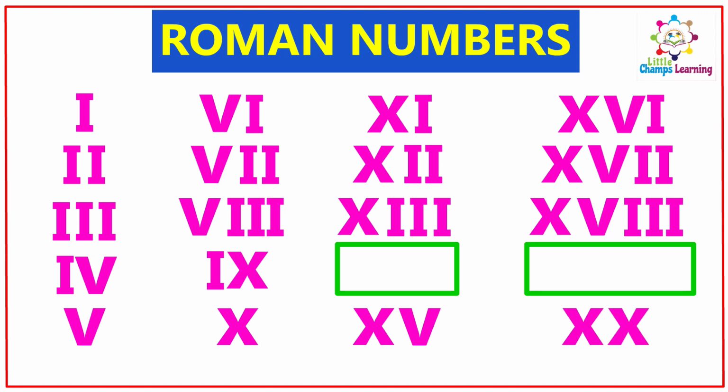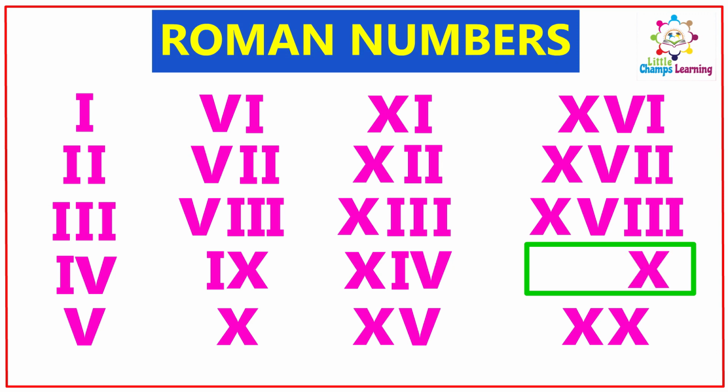Now if I have 15, as I wrote, 5 is this, and if a smaller number comes before 5, then 5 minus 1 will become 4. So XIV, this is 14. The same goes for 9. This is 10, and 10 minus 1 is 9. So this becomes 9. Like this you can write a Roman numeral up to any number.